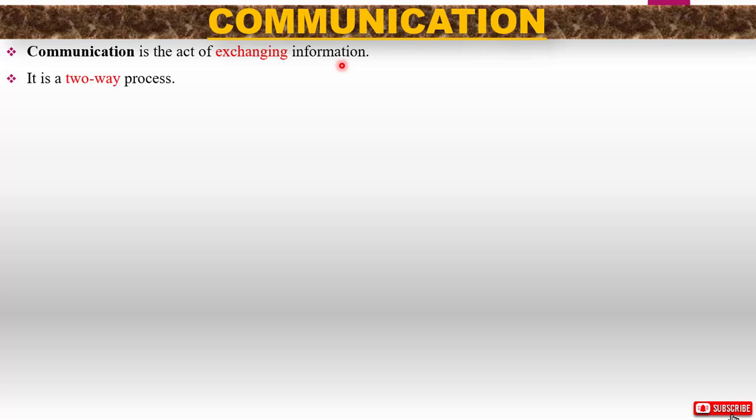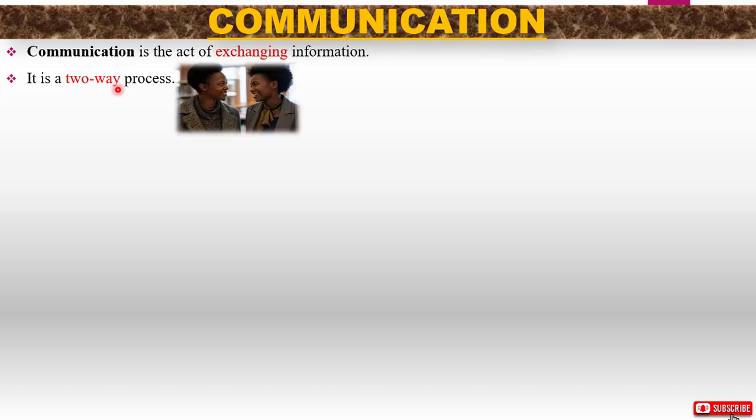What is communication? Communication is the act of exchanging information. Can information be exchanged when there is only one party involved? No. This means that the communication process is a two-way process. There must be two people or two parties before communication takes place. There must be a sender of the message and then the receiver of the message.